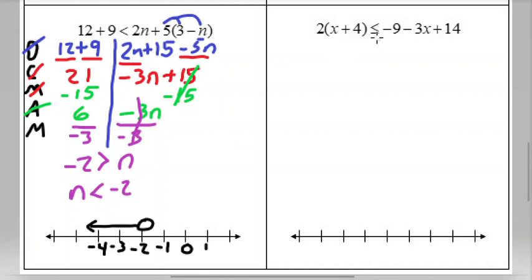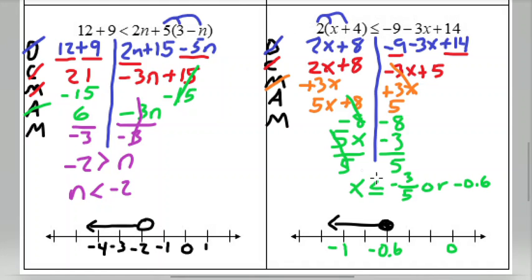Alright, pause the video and try this one on the right on your own. Unpause it when you're done and see if you got the right answer. Alright, for this answer, you should have got x is less than or equal to negative 3/5 or negative 0.6. And on our number line, you put that on the number line, it would be a filled-in circle because it has an equal to sign, and it would be pointing to the left.